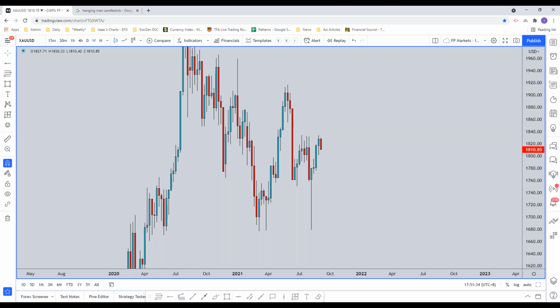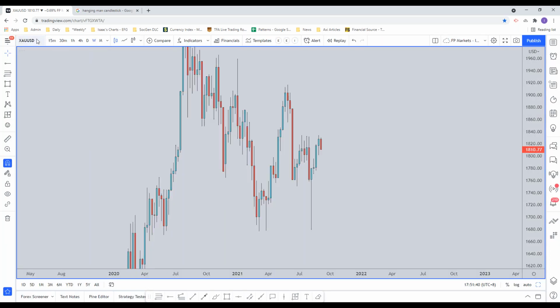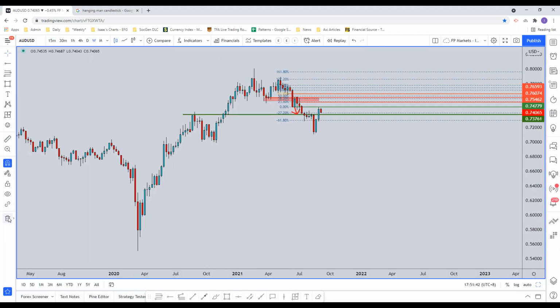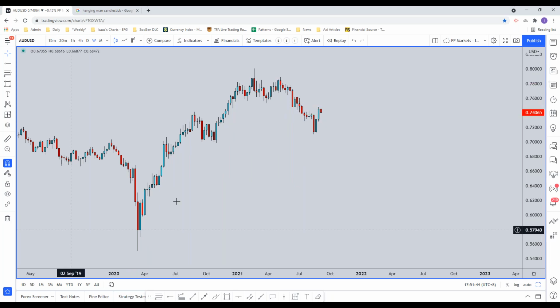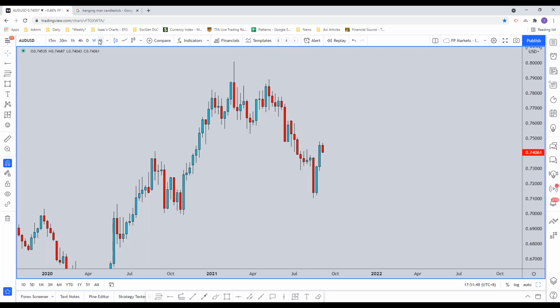Okay, and let's move on to Bertha's request. Okay, Aussie dollar on an FX pair. Okay, Aussie dollar, right? Let's start off with the monthly.